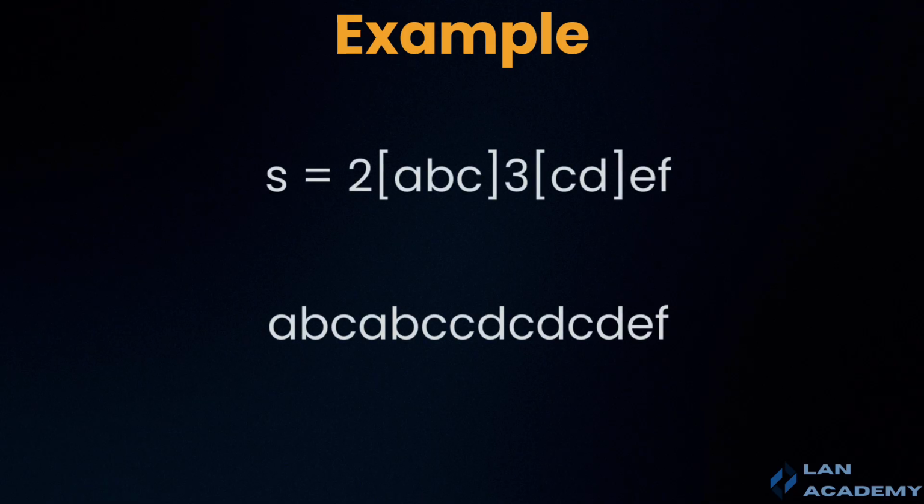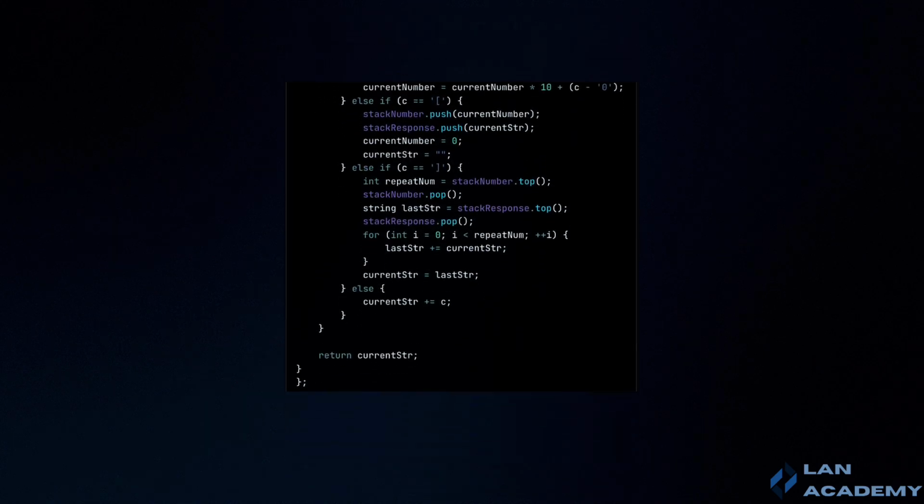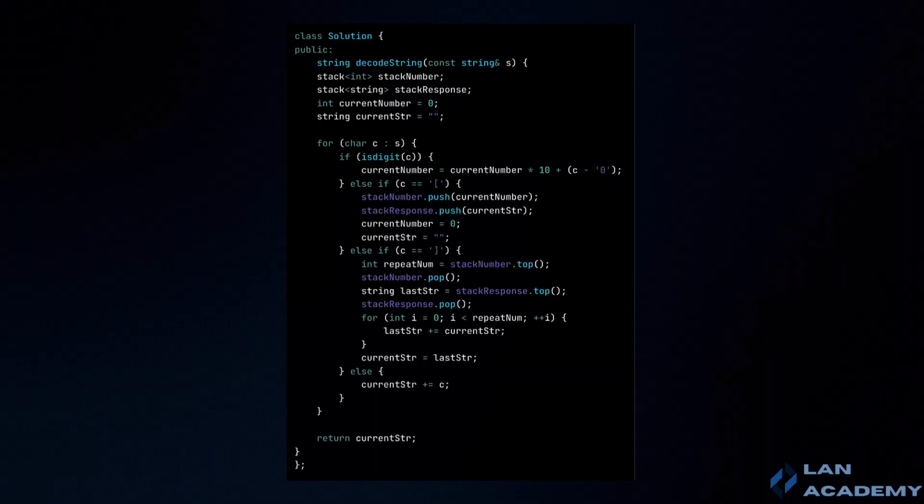To illustrate this with an example, consider s = "2[ABC]3[CD]EF". The characters EF are processed at the end and added directly to the final result since they do not belong to any bracketed segment. The final decoded string is built by continuously processing characters and updating current_str with the decoded segments. Once the entire string has been processed, current_str holds the fully decoded string.